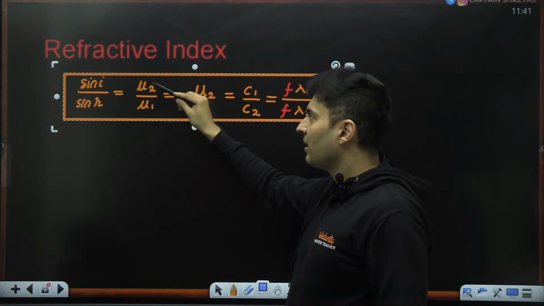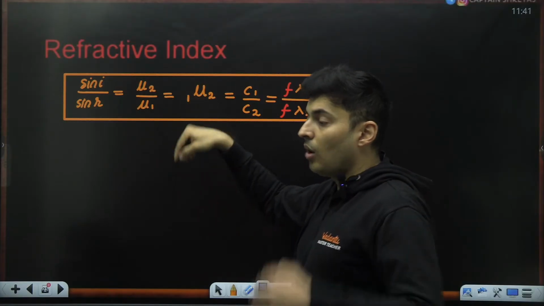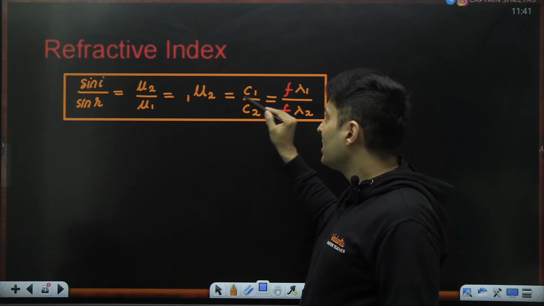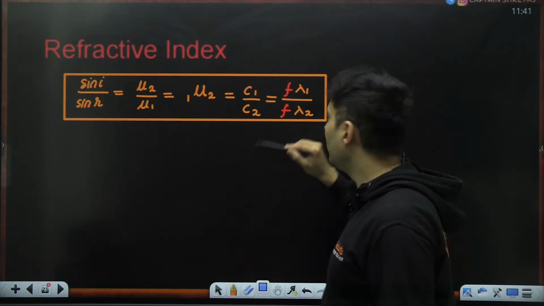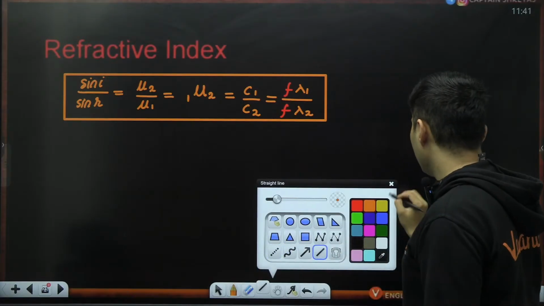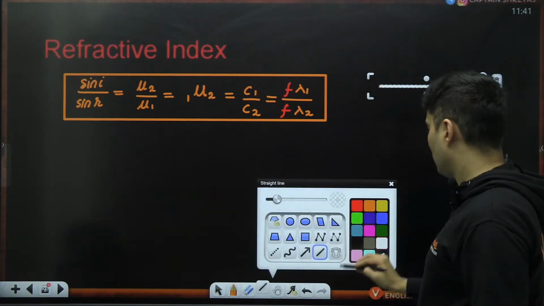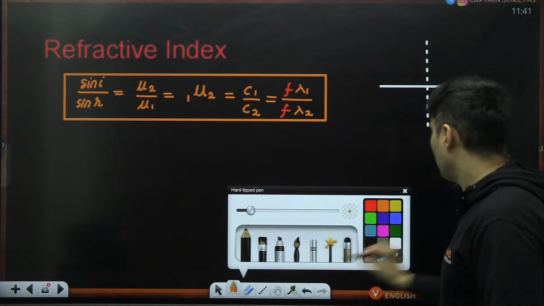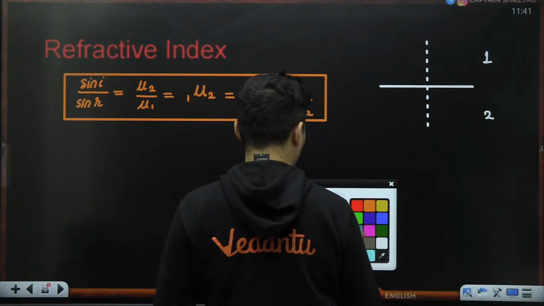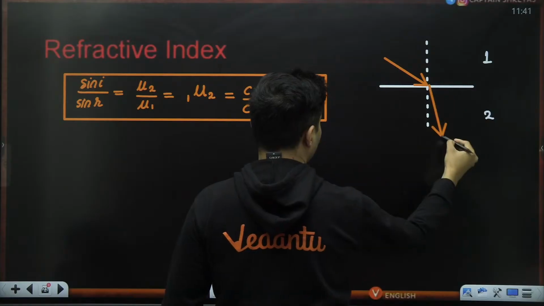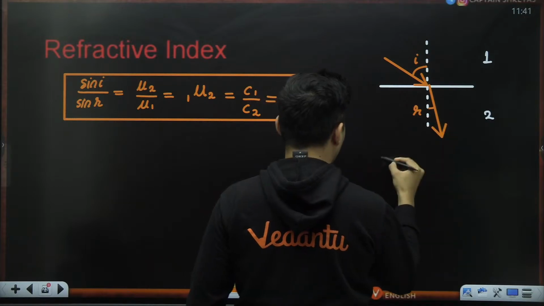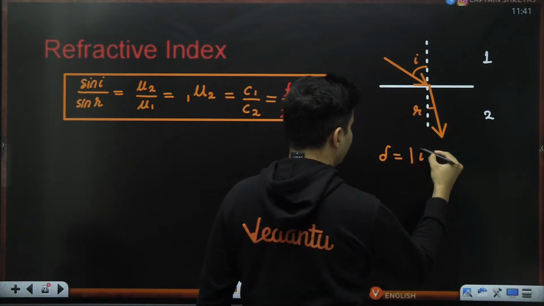Yeah, sin i by sin r is the absolute refractive index of the other medium, the refracted medium, upon the incident medium, which is speed of light in the first medium upon the second medium, and which is also lambda 1 by lambda 2. In this case, what I'm saying is medium 1 is over here. This is medium 2, and our light is going like this, and it is going here. So obviously, this is the incident angle. This is the refracted angle. The angle of deviation is modulus of i minus r.